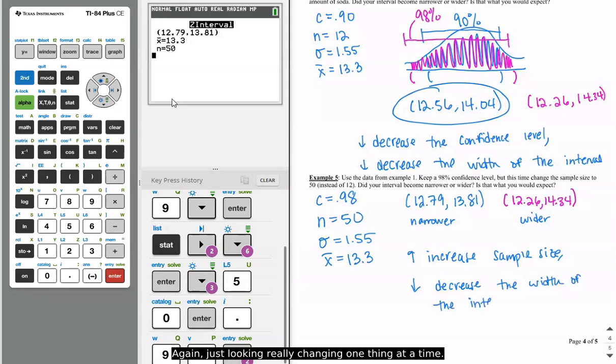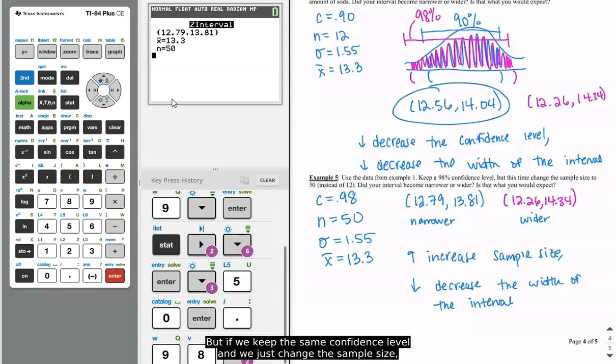And again, we're only really changing one thing at a time. If you change multiple things, then you can't really compare the intervals. But if we keep the same confidence level and we just change the sample size, it will decrease the width of the interval.